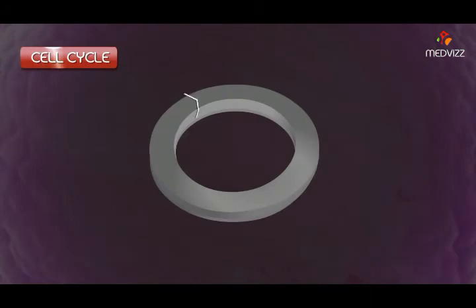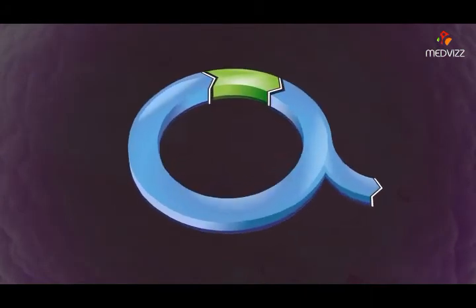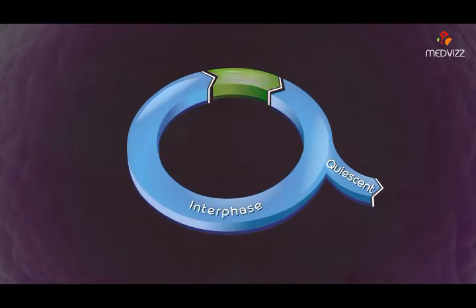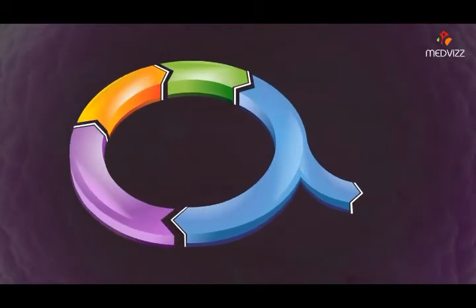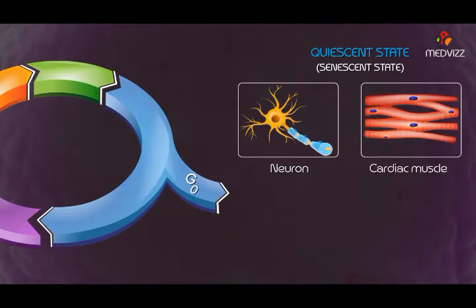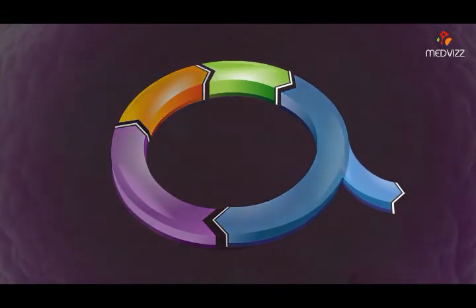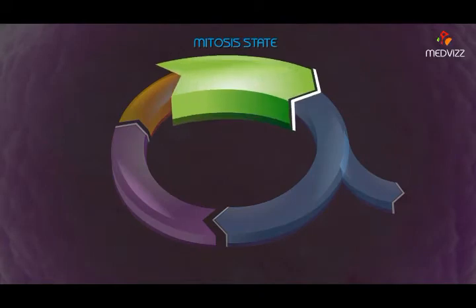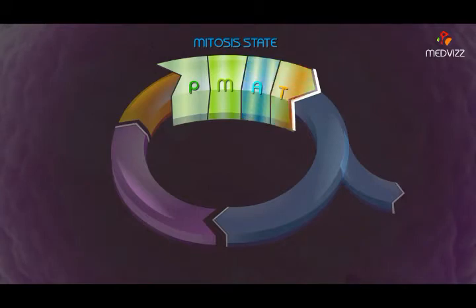Cell cycle. The cell cycle has three states, which are quiescent, interphase, and mitosis, and five phases: G0, G1, S, G2, and M. The quiescent state, also known as the senescent state, comprises the G0 phase. Examples: neurons, cardiac muscle, and RBCs. Interphase state consists of G1, S, and G2 phases. And the mitosis state consists of the M phase. Prophase, metaphase, anaphase, and telophase occur during this phase.